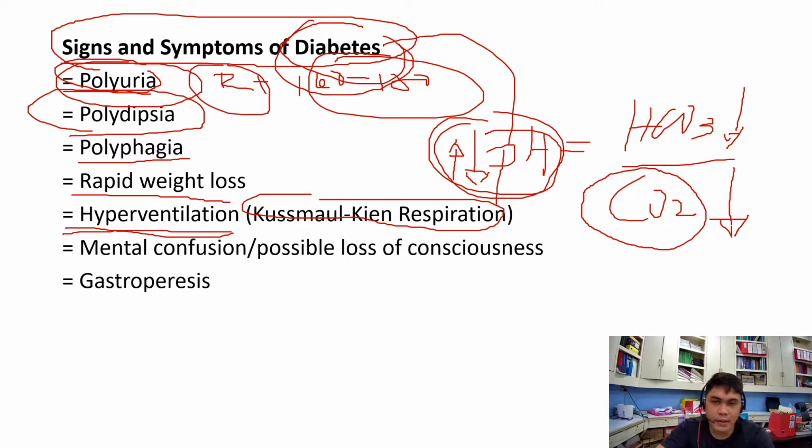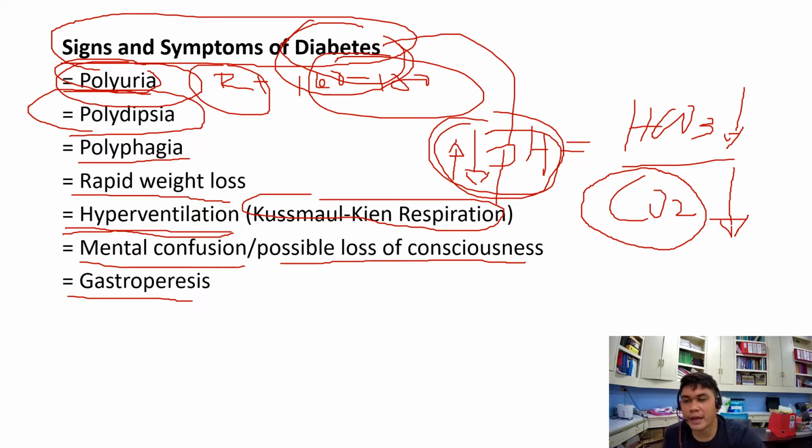Another, you have mental confusion and possible loss of consciousness. And gastroparesis. In gastroparesis, there is vague abdominal pain. The reason why there's gastroparesis is because the vagus nerve is affected by diabetes due to neuropathy, or nerve damage. So the vagus nerve is also affected.